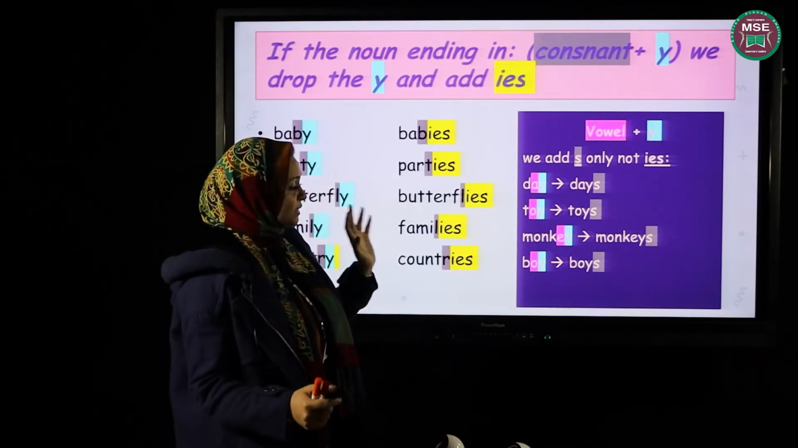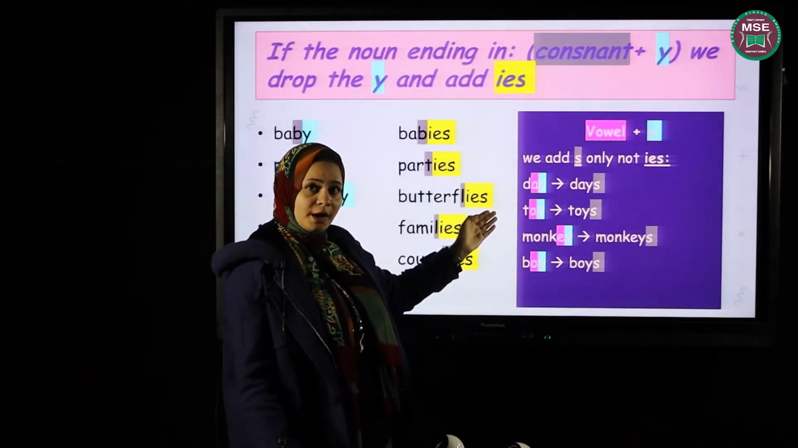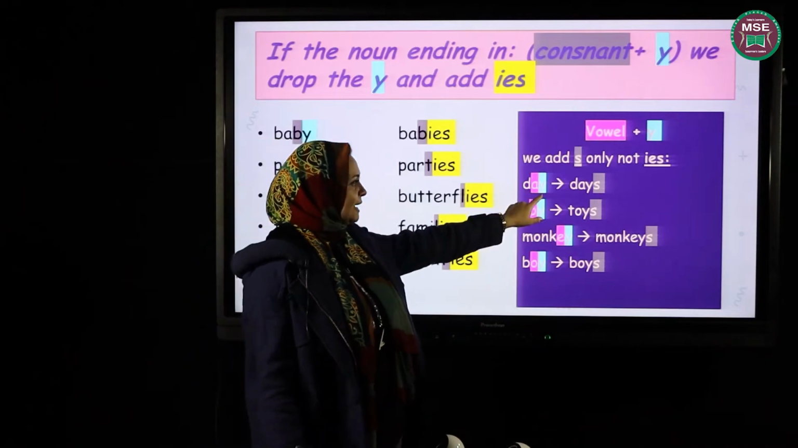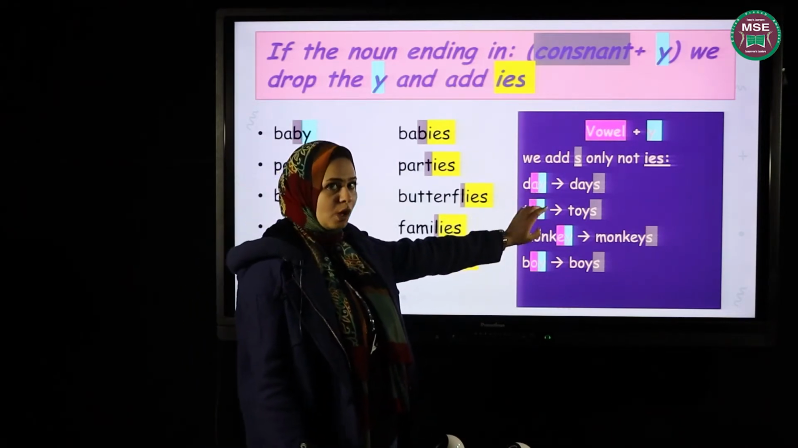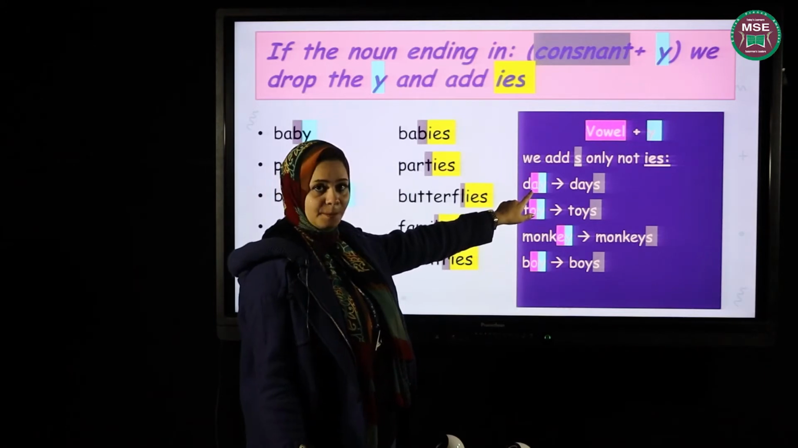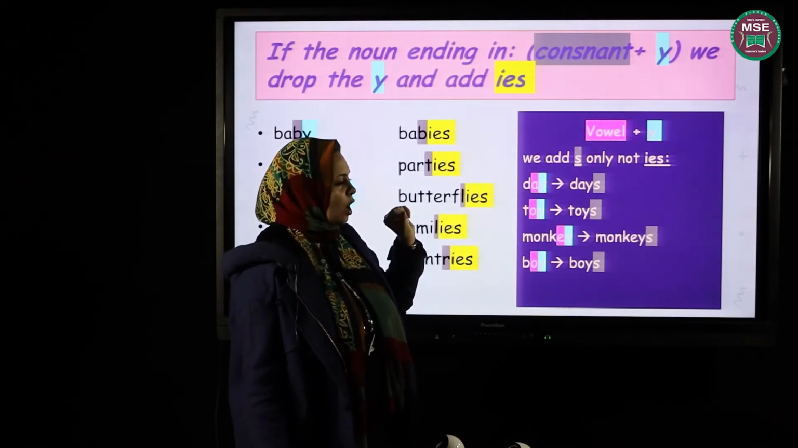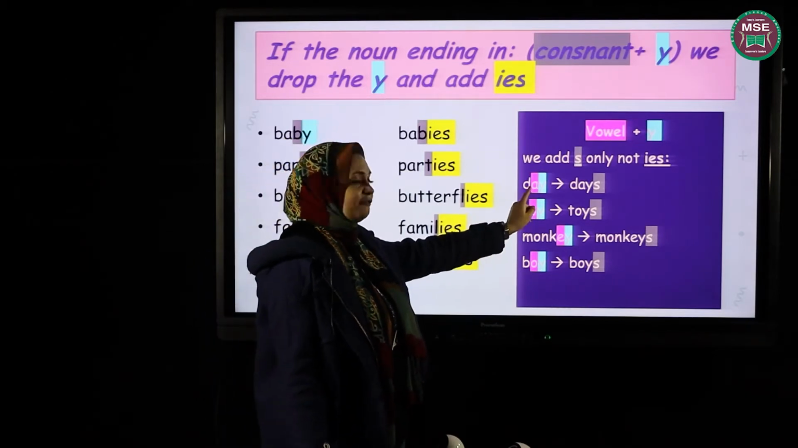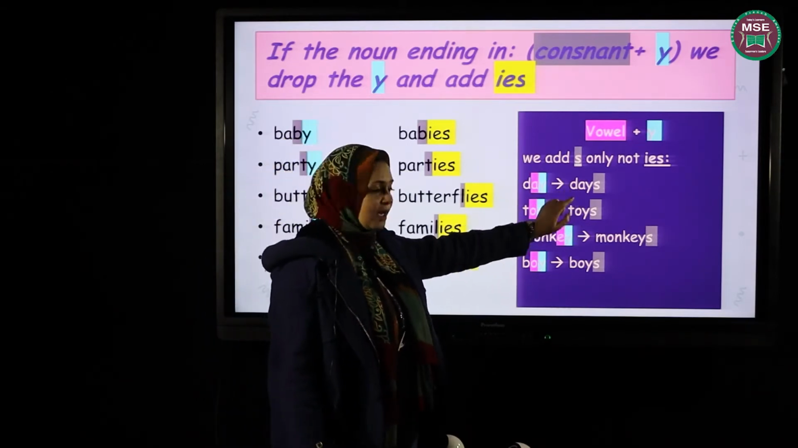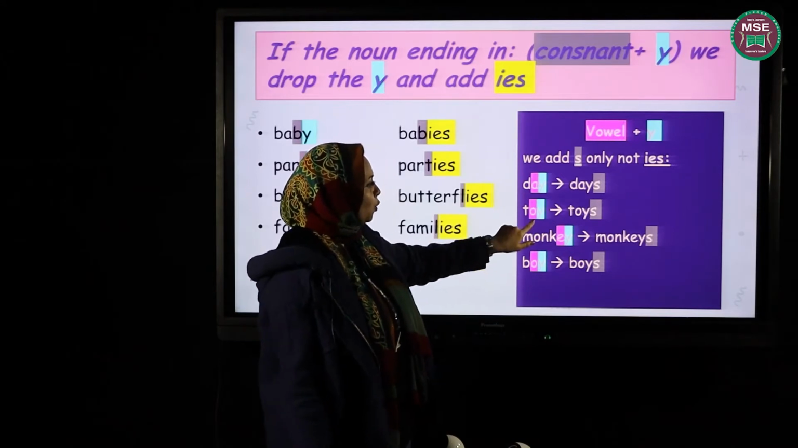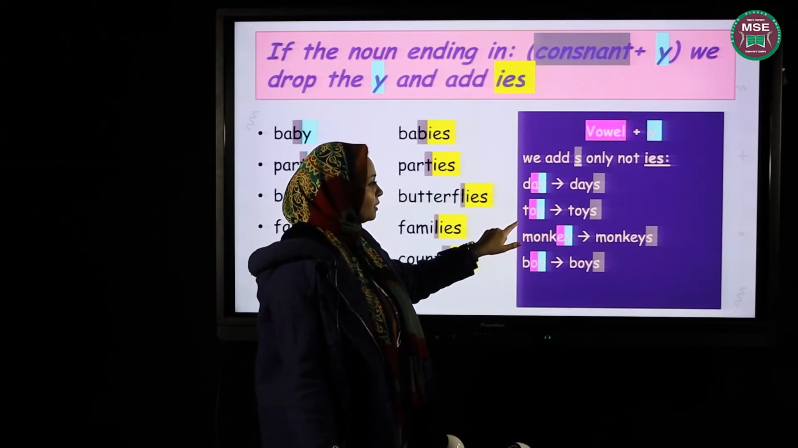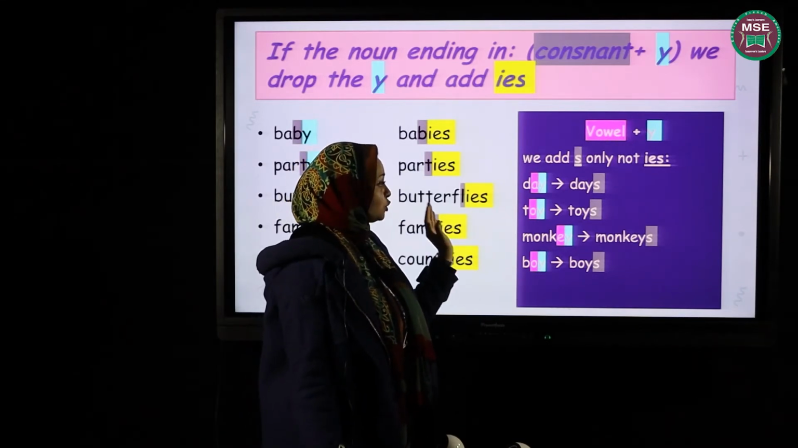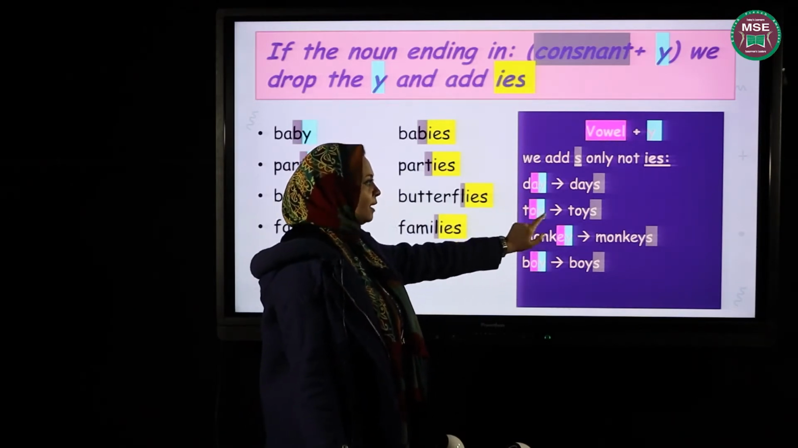And if we see a vowel before the Y, we must leave the Y and put just S. For example, day. Can you see day? Day ends with Y, and before the Y, A. Is A a vowel or a consonant? Let's remember, it is a vowel, so we're gonna keep the Y and put just S. Toy ends with Y, and before the Y, O. Is O a vowel or a consonant? It's a vowel, so we're gonna keep the Y and put just S.